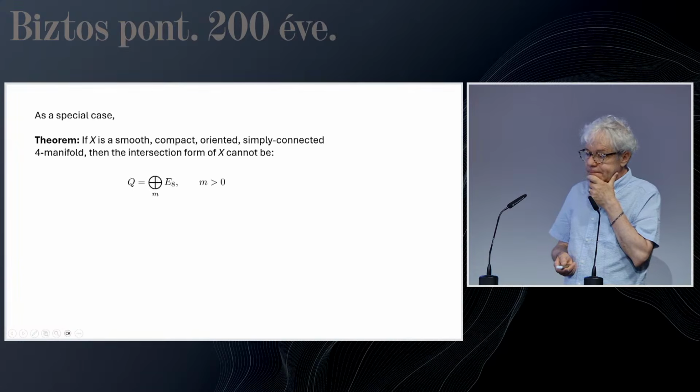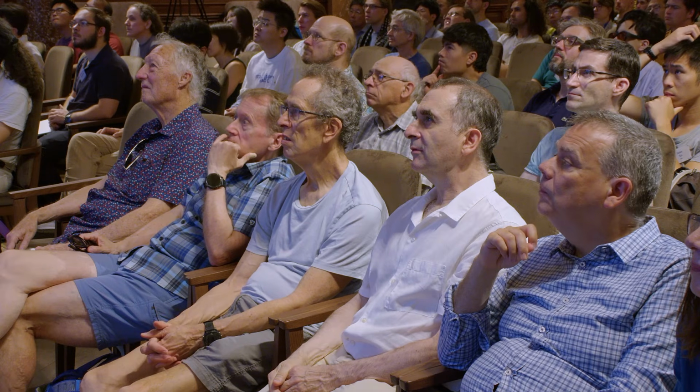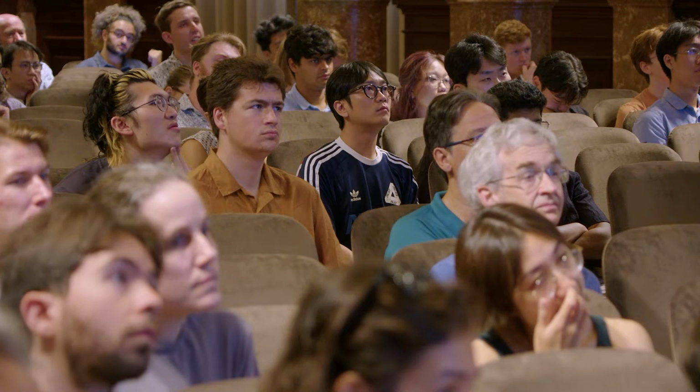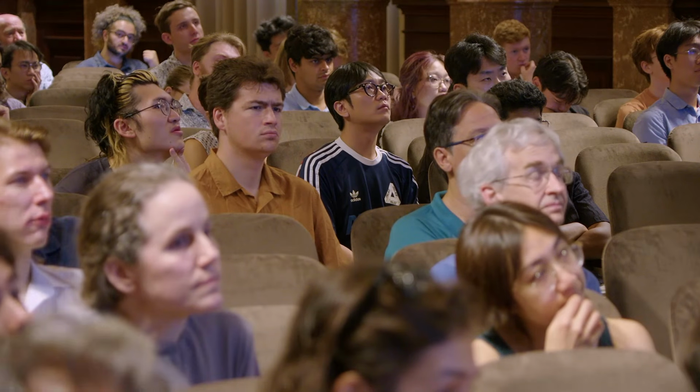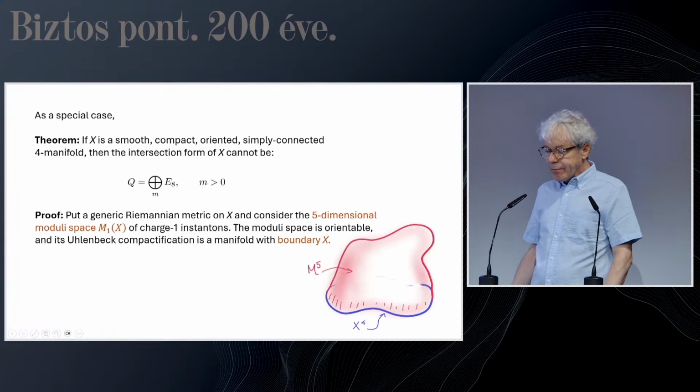A special case of that, for example, what is that telling us? It's telling us there's various things the quadratic form cannot be. In particular, it cannot be a direct sum of copies of the E8 quadratic form, a definite form which is not diagonalizable.